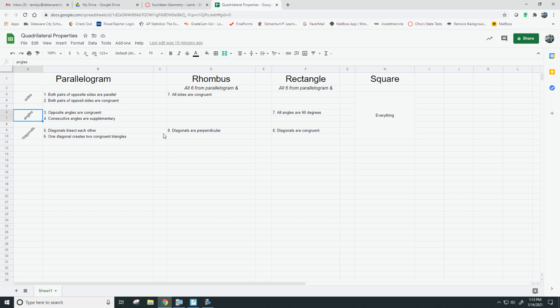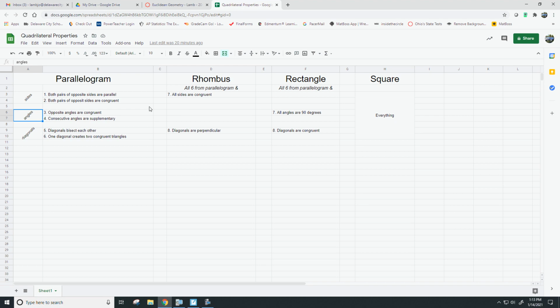Then we learned in 6.2 that a rhombus is a type of parallelogram. So all of those 6 things exist, all 6 of them from parallelogram, and we know that a 7th trait is another trait about sides. All sides are congruent. And about diagonals, diagonals are perpendicular. Those are true for a rhombus, along with those 6. So it actually has 8 things.